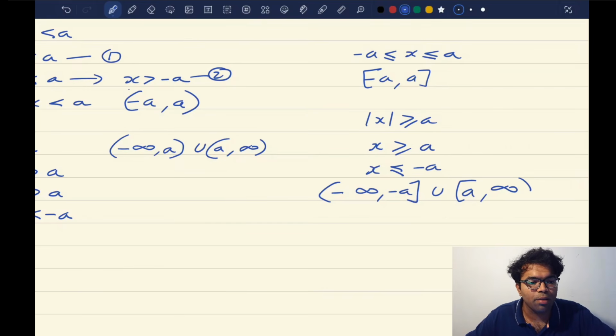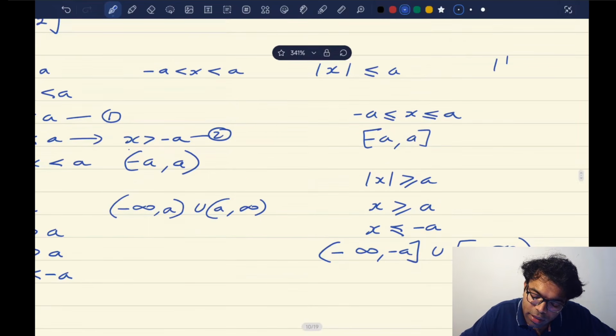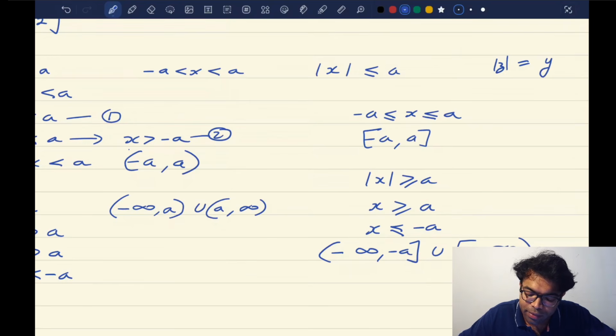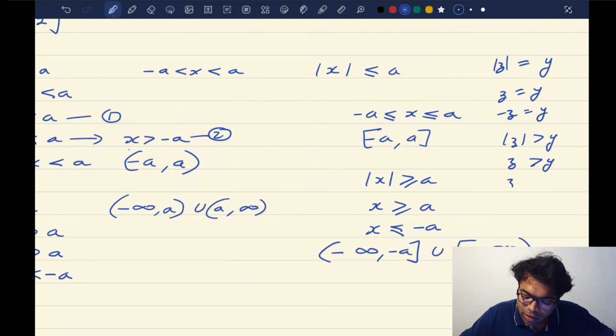Understood? This is how you open a modulus sign. It's very easy to open a modulus sign. So modulus of z is equal to y. What will you write? Either z is equal to y or minus z is equal to y. Similarly, if modulus of z is greater than y, you'll write z is greater than y or z is less than minus y. Understood? This is how you open up a modulus sign. Beautifully, you can open up a modulus sign. Clear, Drupad?